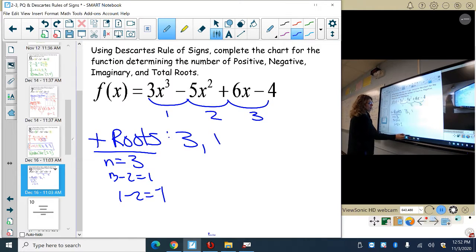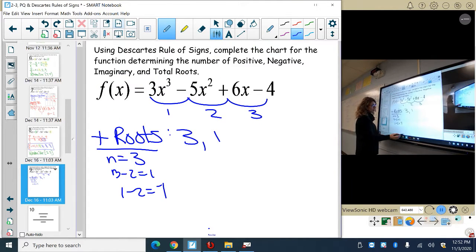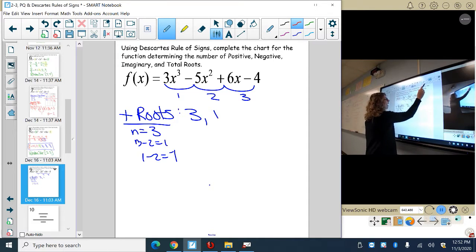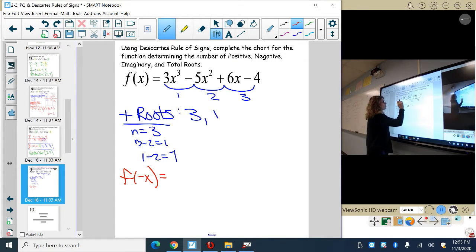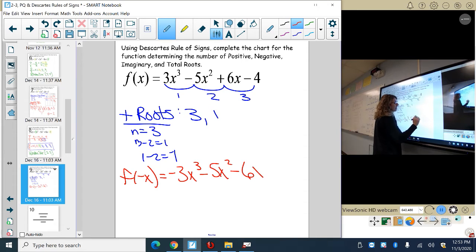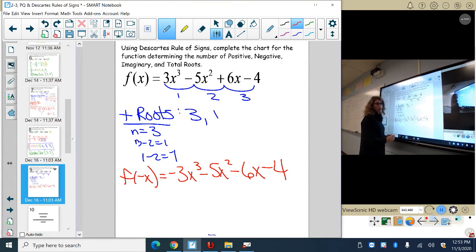So we're going to go ahead and do the next one. Now I need to find f at -x. Now remember, which ones did I say would change? Even powers or odd powers? Odd powers, coefficients, are going to change their signs. So this is 3x cubed, so that becomes -3x cubed. Negative 5x squared stays as negative 5x squared. 6x to the first changes to negative 6x, and minus 4 drops down.